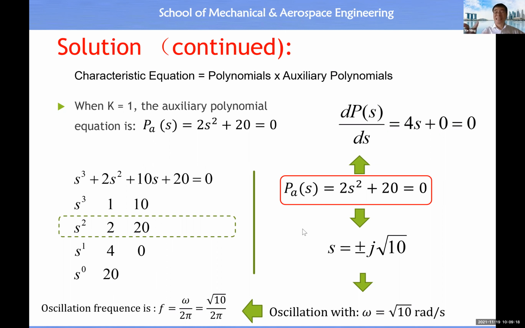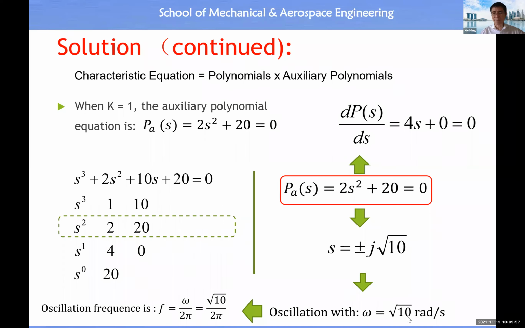All right, but it is marginally stable, okay? It hits the boundary of stability, and then there's an oscillation. Then how do we know the frequency? From the auxiliary polynomial, we try to find the roots, because this is a polynomial equation of degree two. And you know the solution is plus minus j square root 10. So this is omega, the omega inside sine omega t. It means when you do the inverse Laplace transform, you have a sine omega t. Then omega is the angular speed of the signal.